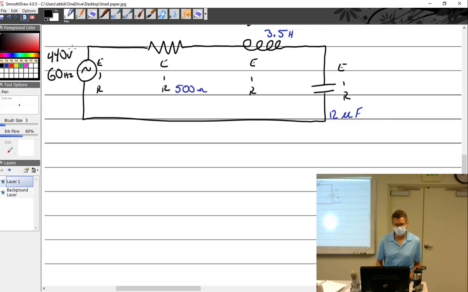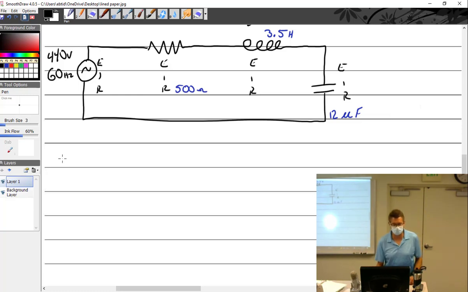Okay, ready? Where do we start? What's that? XL. He's correct. So if I had maybe three or four coils in here, you would have to add them. And I could have done that. I could have put two coils in there, one with 1.5, one with 2 henries. How do you do coils in a series circuit? Add them together like resistors.